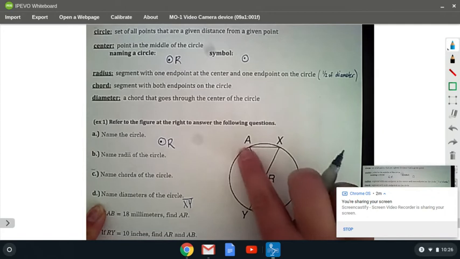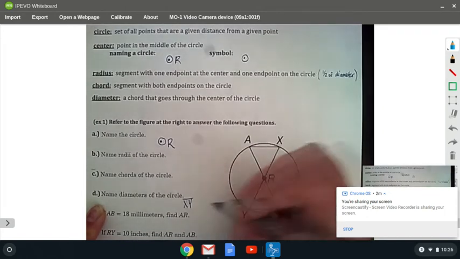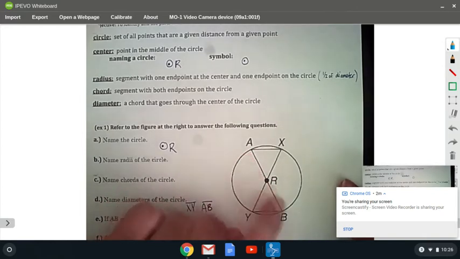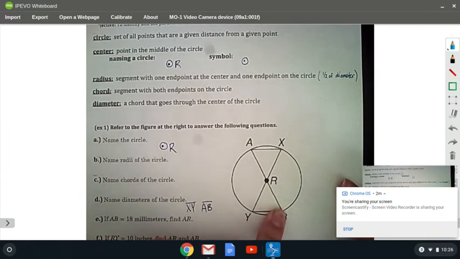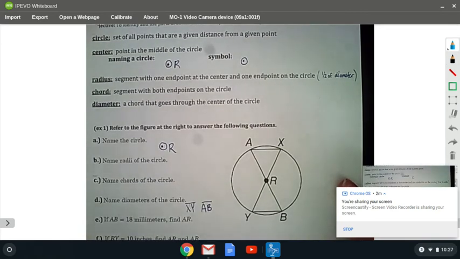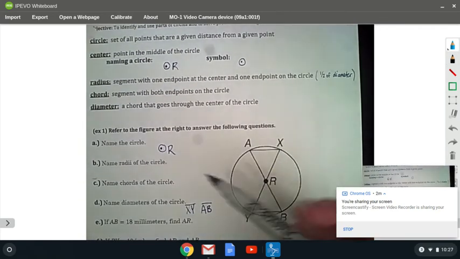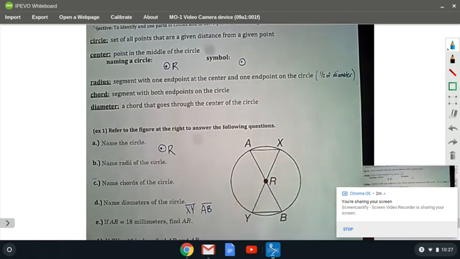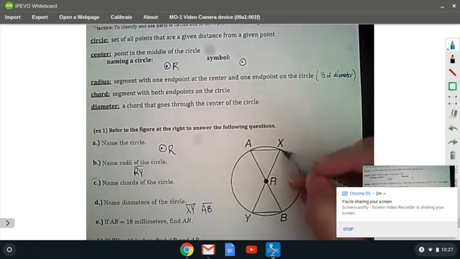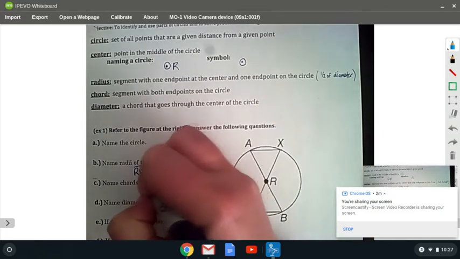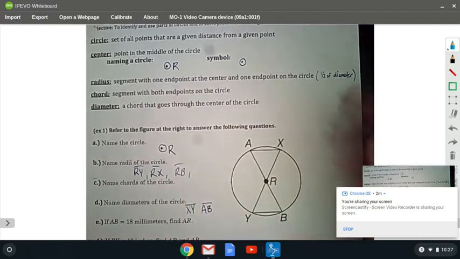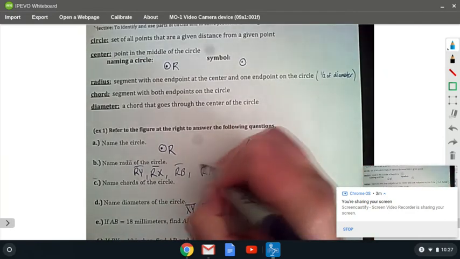Another diameter could also be AB. Okay. It cuts through the centermost point of the circle. It also goes from endpoint to endpoint being on the circle. So any radii would be half of that. So RY could be one. RX could be another. RB could be another. And RA could be another.